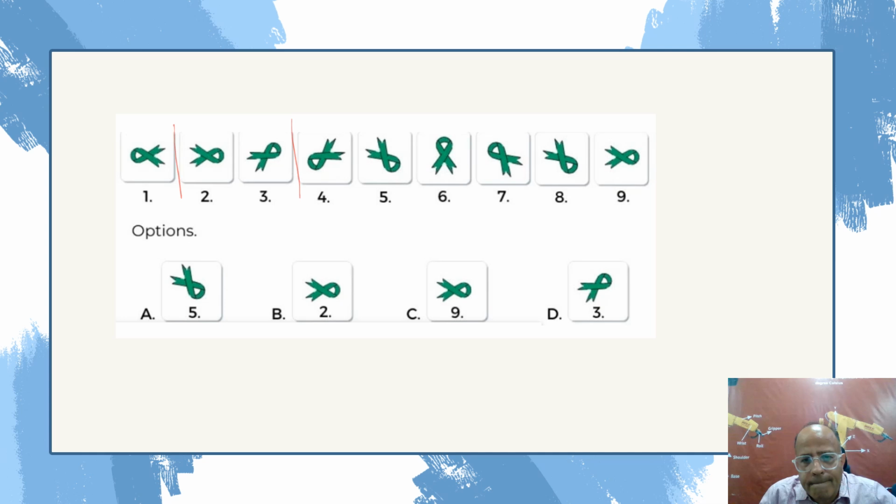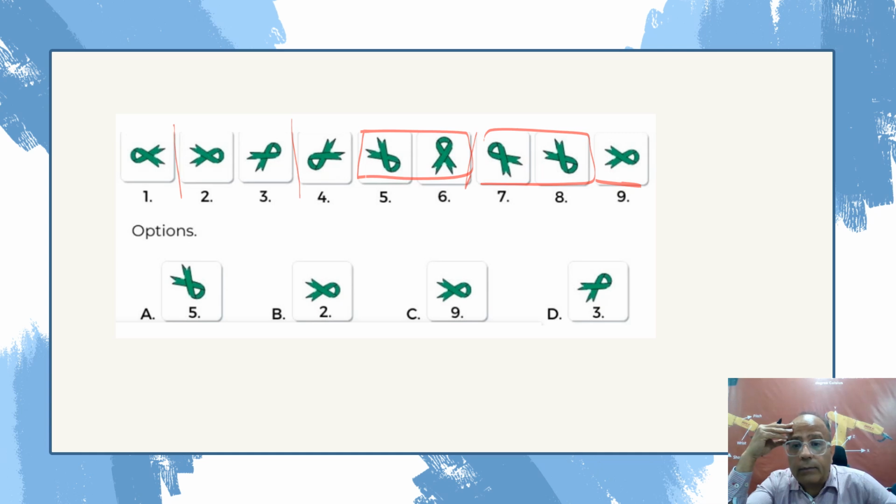These two pairs are not mirror images. These are mirror images. What about the ninth one? The object that does not fit the rule.